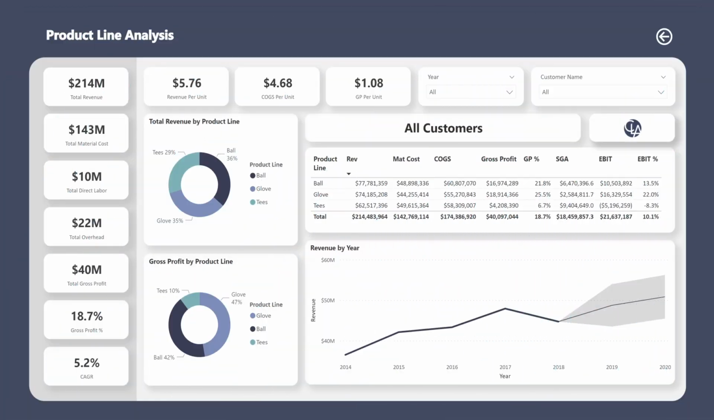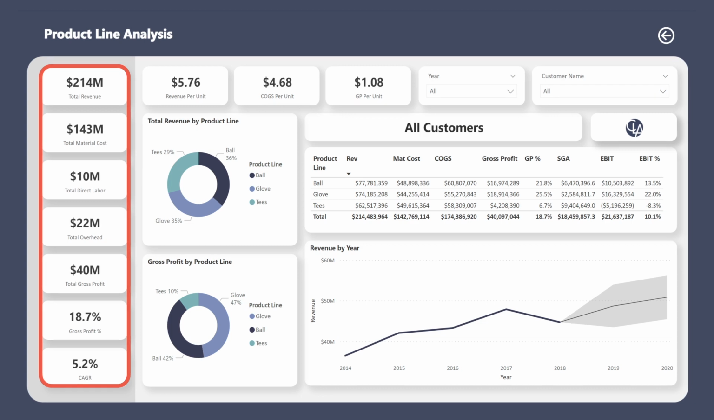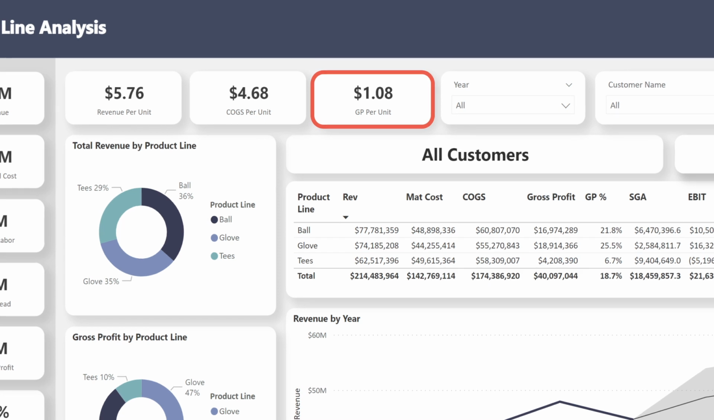Page 2 of the analysis looks at a different slice of the data, focused instead on profitability of each product line. We can see that the values across remain the same. We are looking at the same bottom line. We also see that our per unit profit is $1.08. That's $1.08 per unit produced, which must cover SG&A costs.